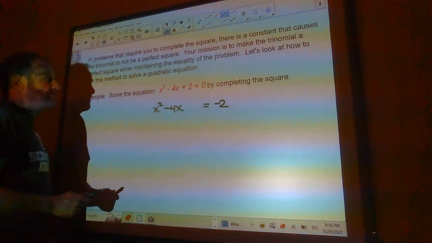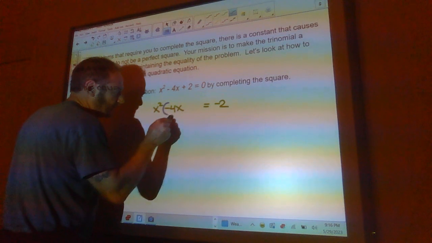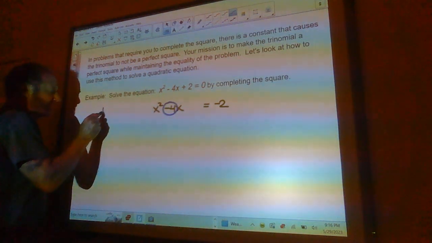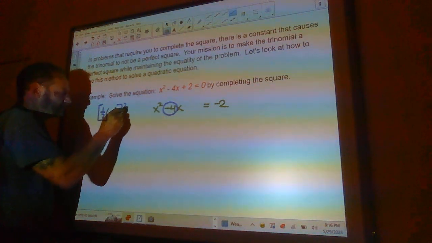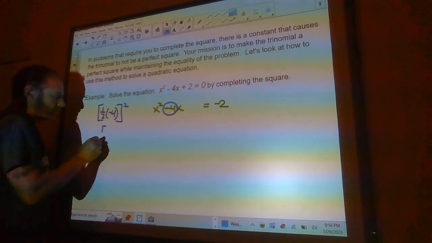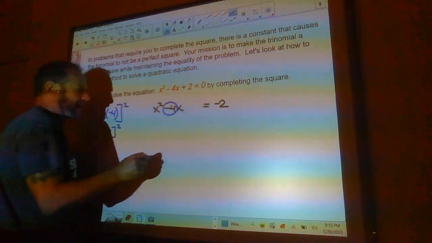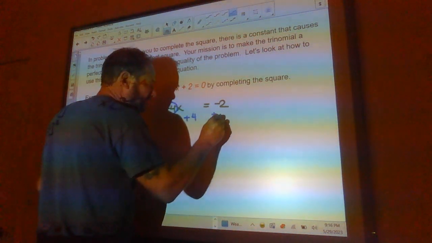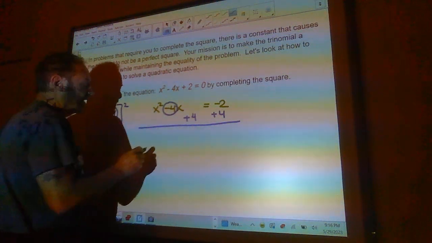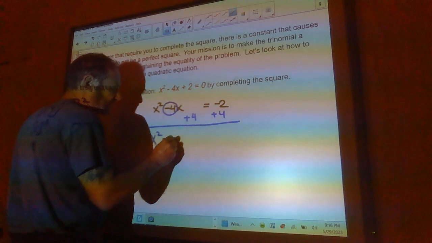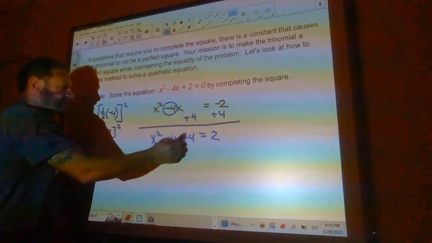Now, to make this a perfect square, I'm going to take this number right here, take half of that, and square it. So half of negative 4 is negative 2. I'm going to square that. That's going to be 4. I'm going to add that number to both sides of this equation. Now, what am I going to get? I'm going to get x squared minus 4x plus 4 equals 2. Now, this is a perfect square.